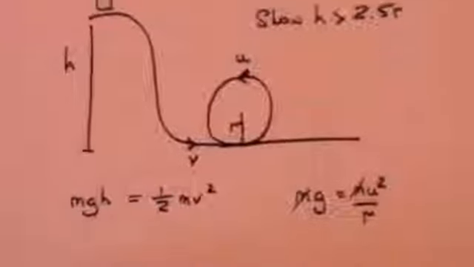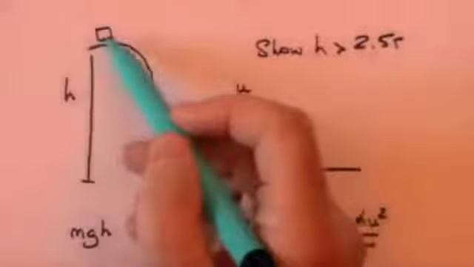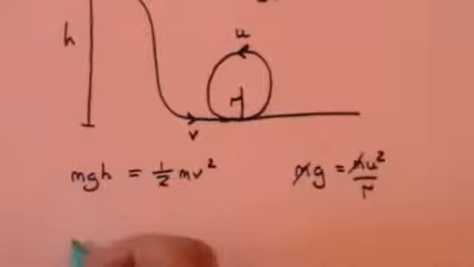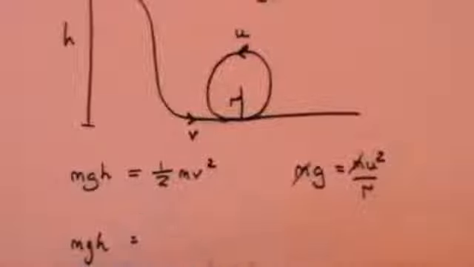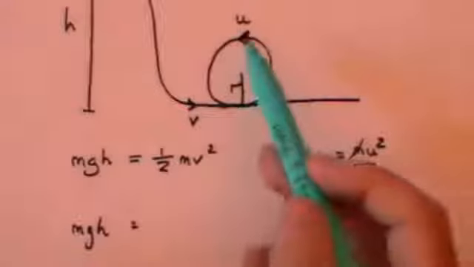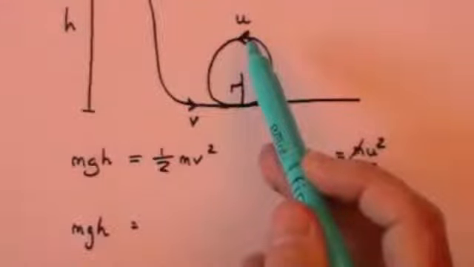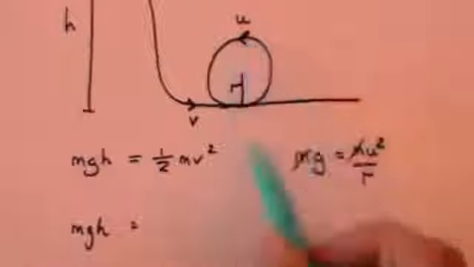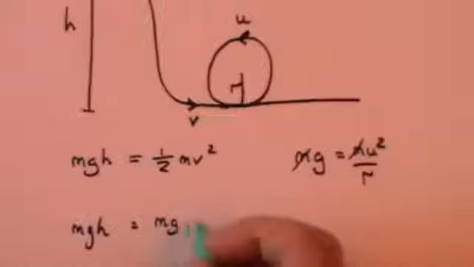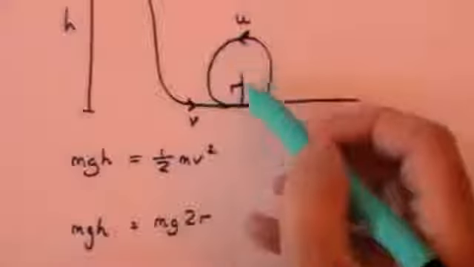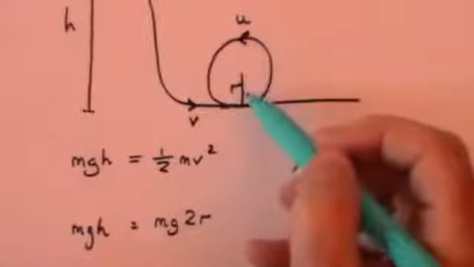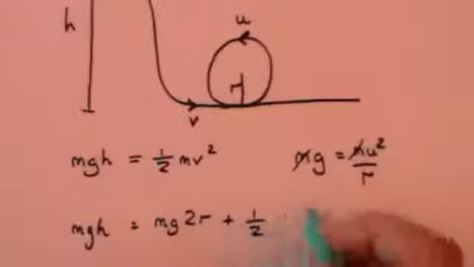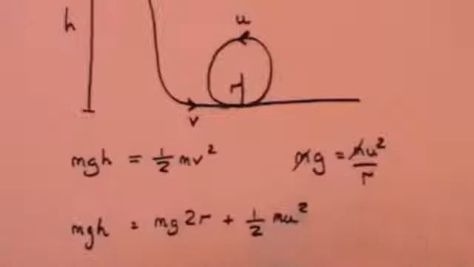So now we can write that the potential energy that the car had when it was at the top of the roller coaster, which is mgh, must equal the sum of the potential energy and kinetic energy that the car has when it's at the top of the loop. Its potential energy will be mg times 2r, because the height above the ground is twice the radius, plus its kinetic energy, which will be a half mu squared.